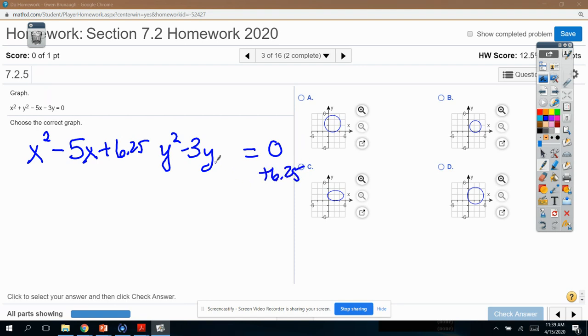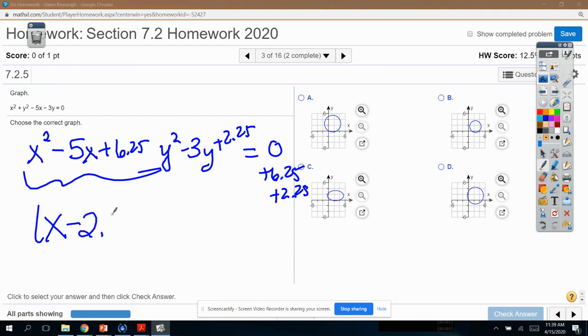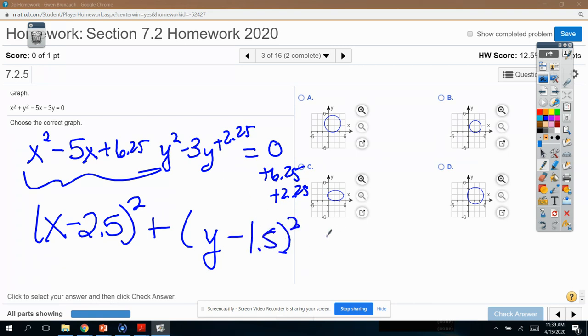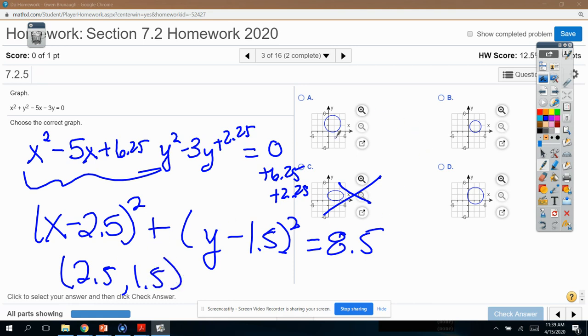Half of 3 is 1.5. 1.5 squared is 2.25. So I get an x, whatever it was when I took it in half, minus 2.5 squared, plus a y minus 1.5 squared, when that was cut in half, and that will equal 8.50. It's not an ellipse. This is a circle. It doesn't equal 1 here. My center is 2.5 and 1.5. Change the sign, change the sign.